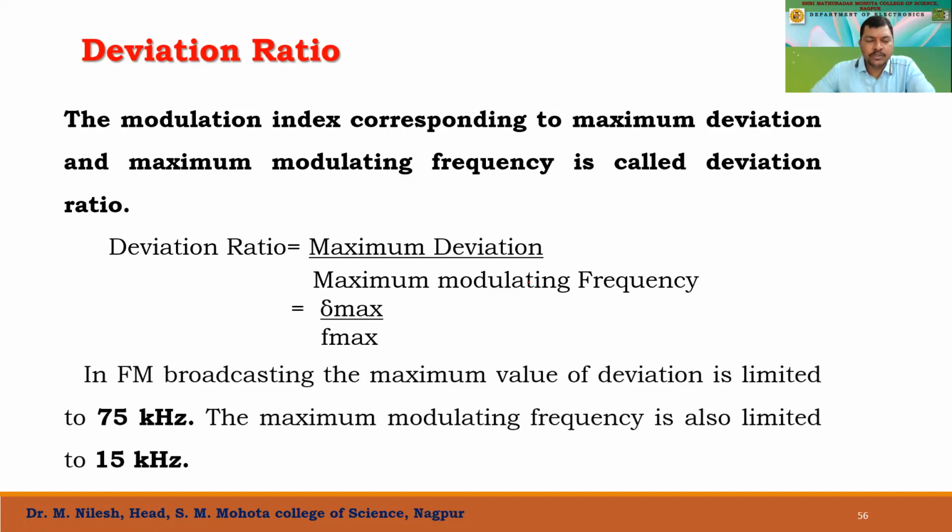In FM, that is frequency modulation broadcasting, the maximum value of deviation is limited to 75 kilohertz, whereas the maximum modulating frequency is also limited to 15 kilohertz. So it won't have variation beyond 15 kilohertz, I guess. Okay, so this is for frequency modulation and the deviation ratio.